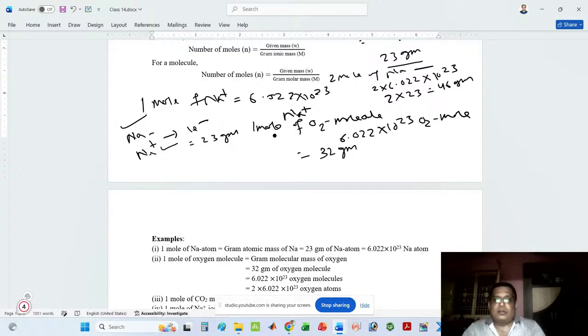In case of molecule, mole is related to the gram molecular mass. In case of atom, the mole is related to gram atomic mass. In case of ion, the mole is related to gram ionic mass.